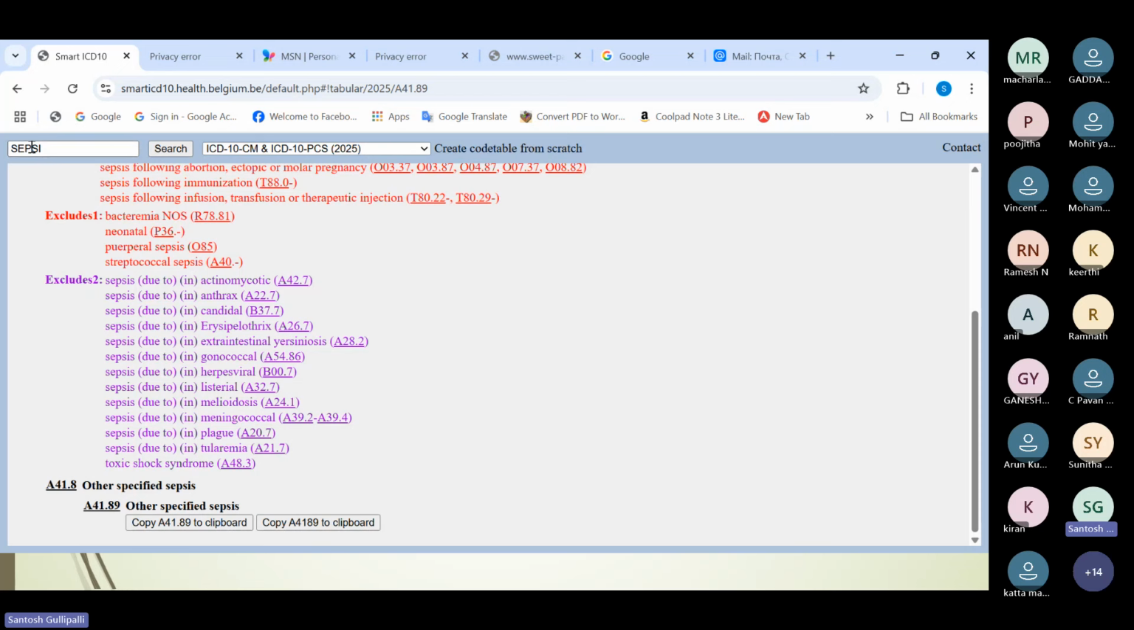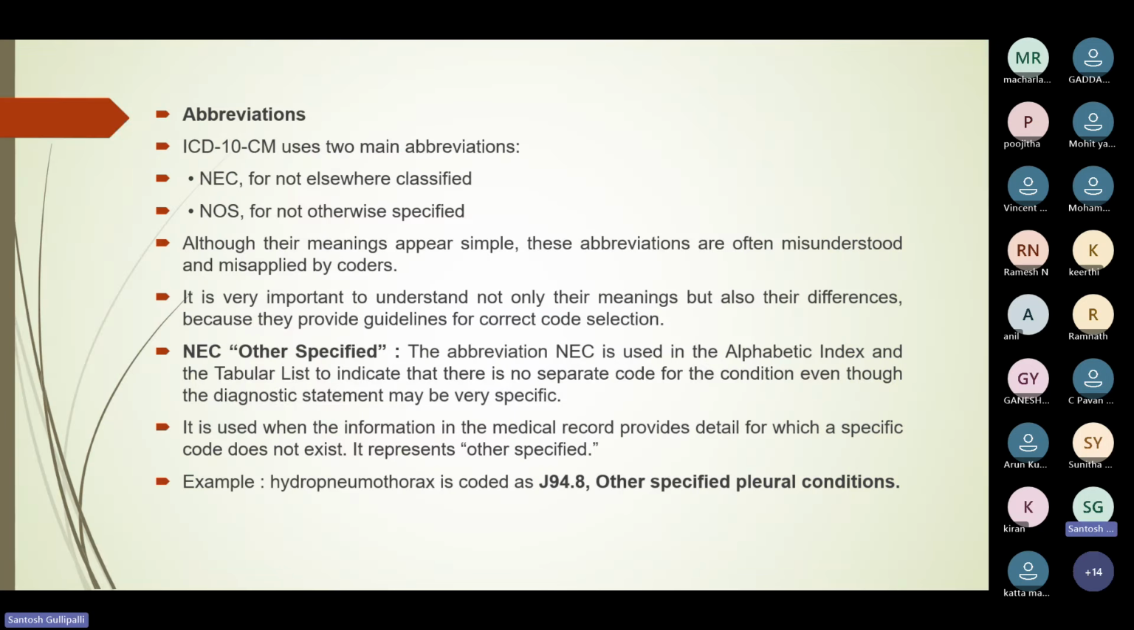Do you understand what NEC and NOS are? Yes, sir. NEC means not elsewhere classified. Not elsewhere classified means other specified. NOS means not otherwise specified. Not otherwise specified means unspecified. Clear? NEC and NOS.